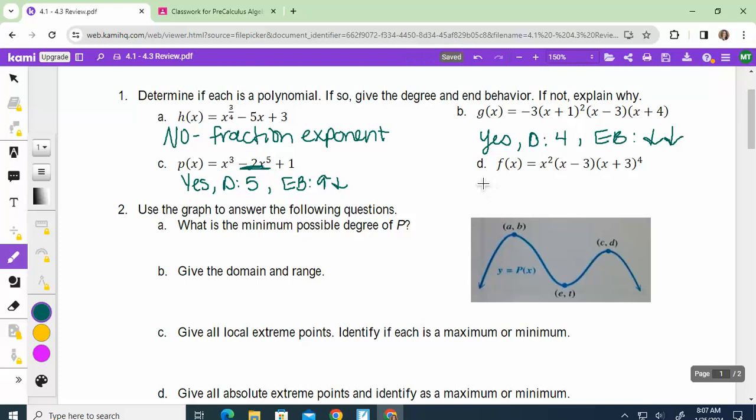All right, D, is this one a polynomial? Yes. Degree? 7. End behavior? Down. And it's an odd degree, so it looks like a cube. All right. Any questions on this? Knowing if it's a polynomial, finding the degree and end behavior. Are we good with all of that?